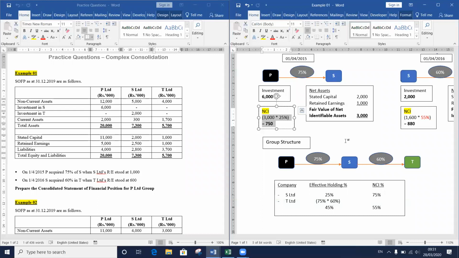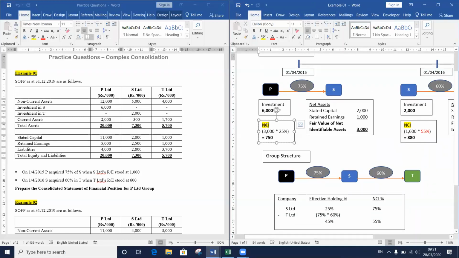The NCI, non-controlling interest amount, should be in our summary. Preparing a summary is not a must. But if we prepare such a summary, it is easier for us to do the sum. That is why we build up this summary. When building up this summary, we should know the NCI value as well. So NCI we can determine based on two bases. One is the proportionate basis and the other one is the fair value basis. Right?